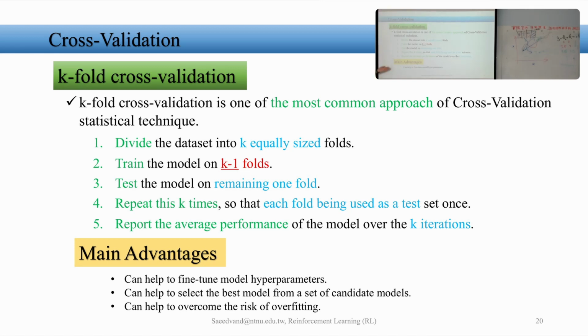So the main advantage is that it can help fine-tune the model hyperparameters, and can help select the best model from the different candidate models. Maybe you have different models, and you can choose which one to use. It can also help to overcome the risk of overfitting, because if you do this, you won't overfit, since you have to fine-tune for all of them, not only one test. Maybe you overfit for this data set, for this test data set.